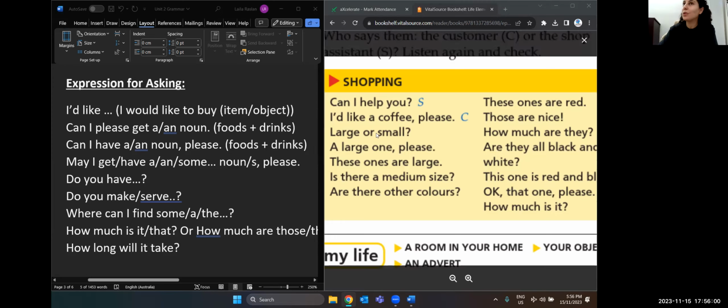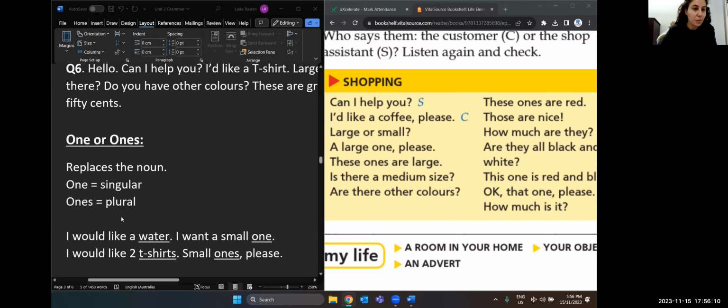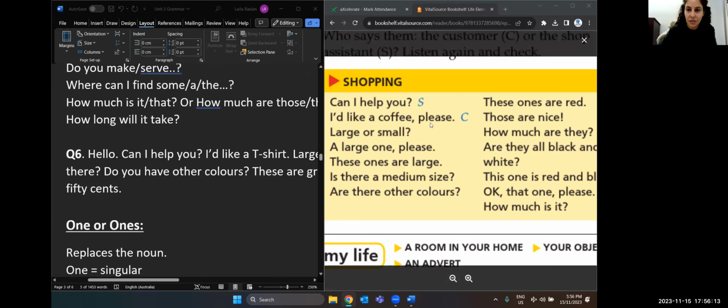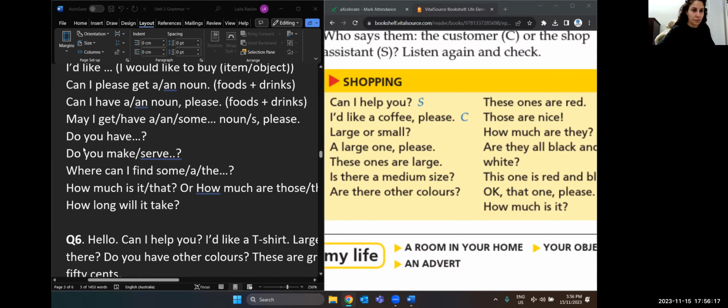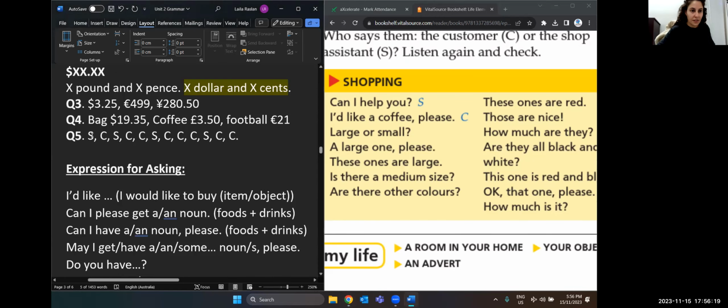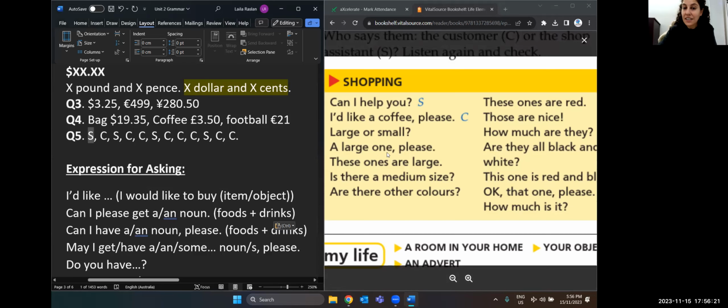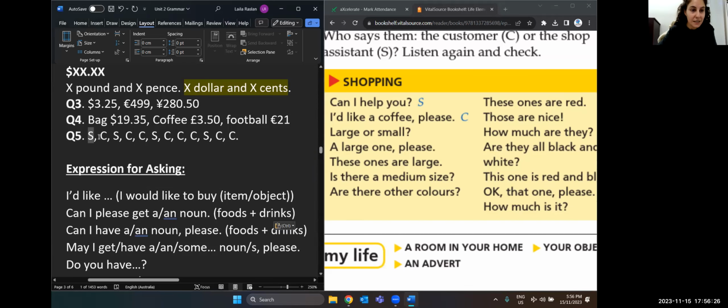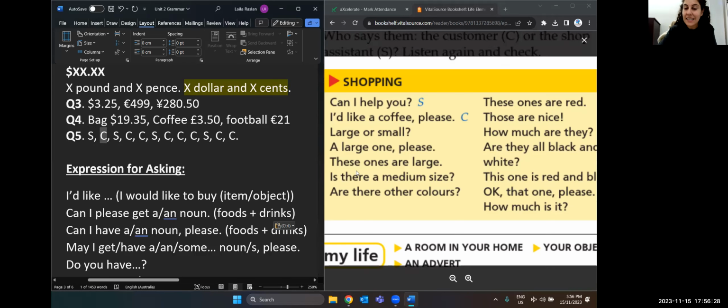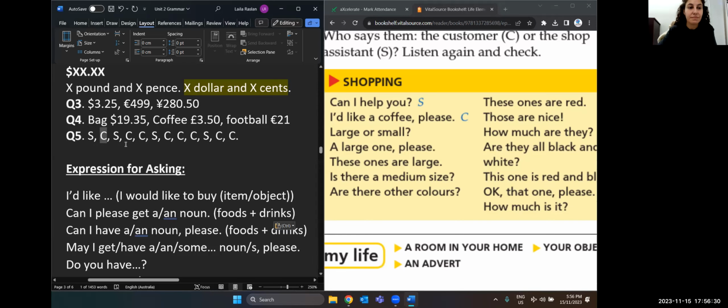Large or small? Who said that? Was it the customer service, the sales assistant, or the customer? The assistant. Yeah, because she wants to know, do you want a small or large? So we can put an S. A large one, please. Customer, C. These ones are large.